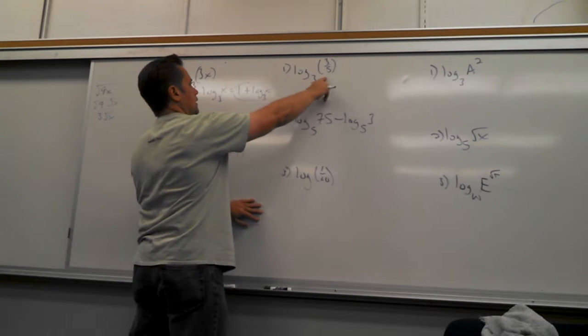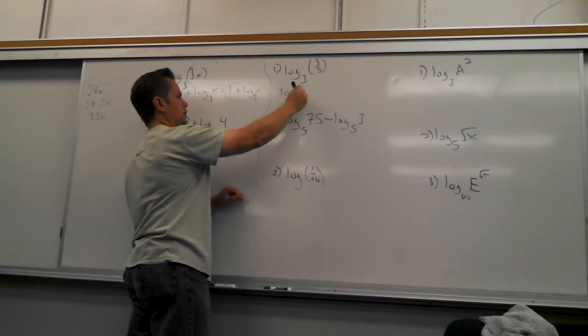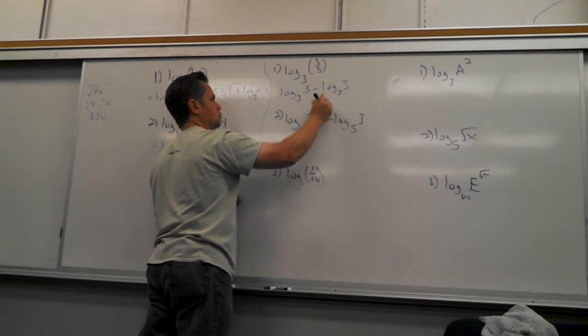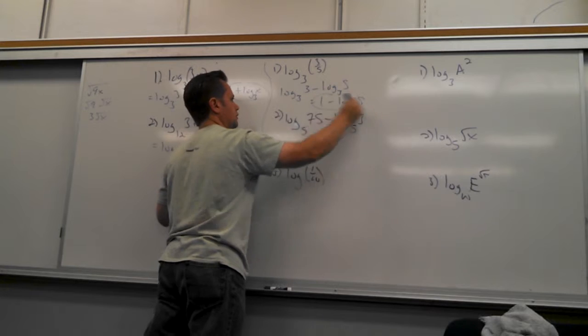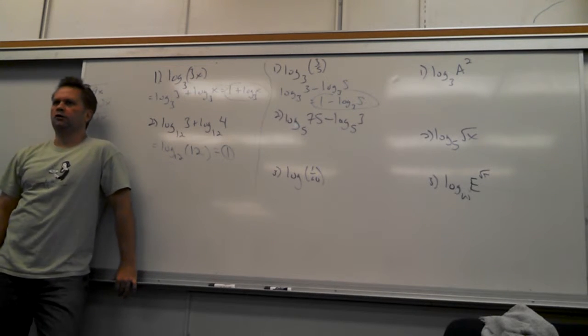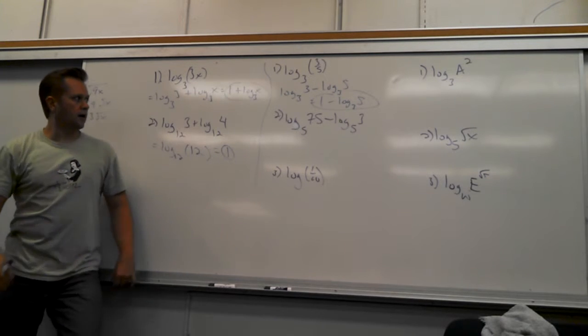All right, what about this guy? Same idea, right? Same idea as the first one. Be log base 3 of 3 minus. So it's 1 minus log base 3 of 5, because I don't know what log base 3 of 5 is. I could guess 1.2. I don't know if that's right.